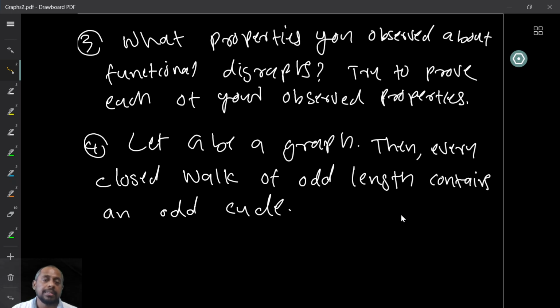Now, the fourth question is that given a graph G, and this is not a directed graph question, then every closed walk of odd length contains an odd cycle. So given a graph G, show that every closed walk of odd length contains an odd cycle.